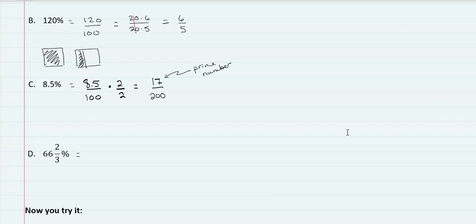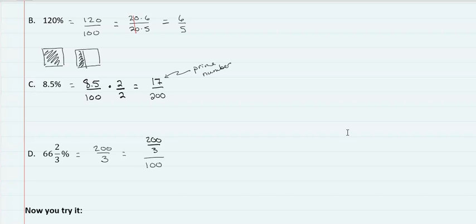So 66 2/3%, what you want to do is turn this into an improper fraction. So 66 times 3 plus 2 becomes 200/3. Okay, so if you don't remember how to do that, go and look at the fractions chapter and look at turning things into improper fractions. So now we kind of get this weird thing, because now we've got 200/3 divided by or per 100.